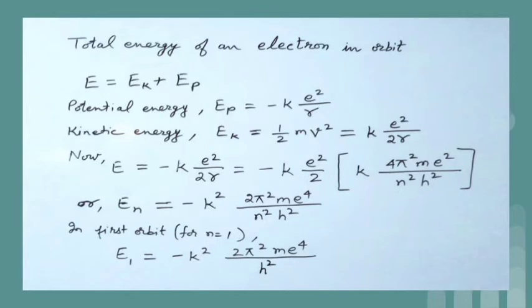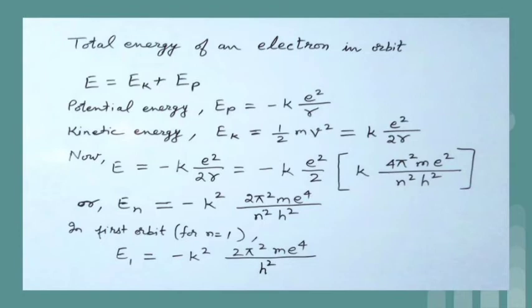Therefore, total energy E is equal to k e square by 2r minus k e square by r, which is equal to minus k e square by 2r. Substituting the value of r, E becomes equal to minus k e square by 2 into k 4 pi square m e square by n square h square, or En is equal to minus k square 2 pi square m e to the power 4 by n square h square.